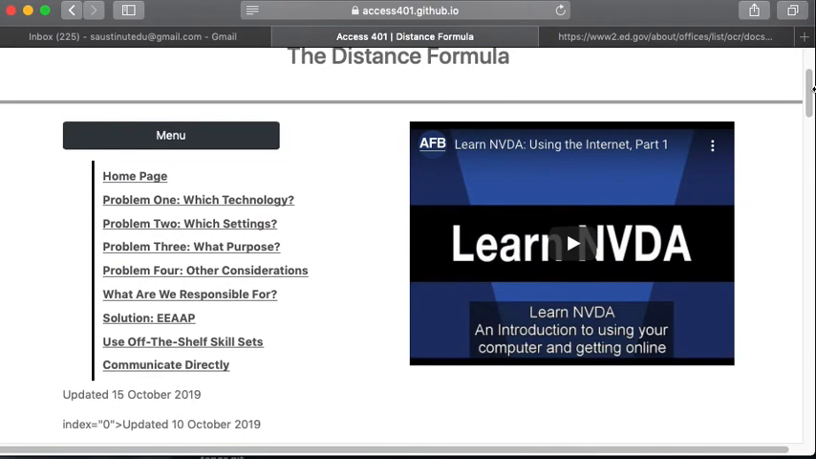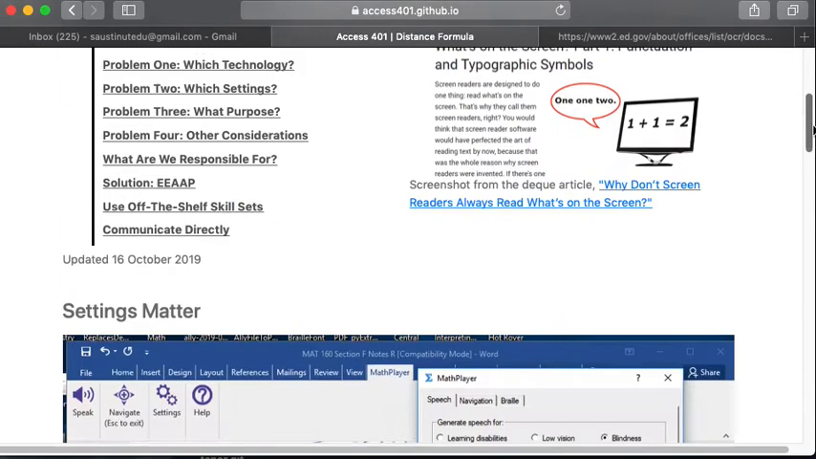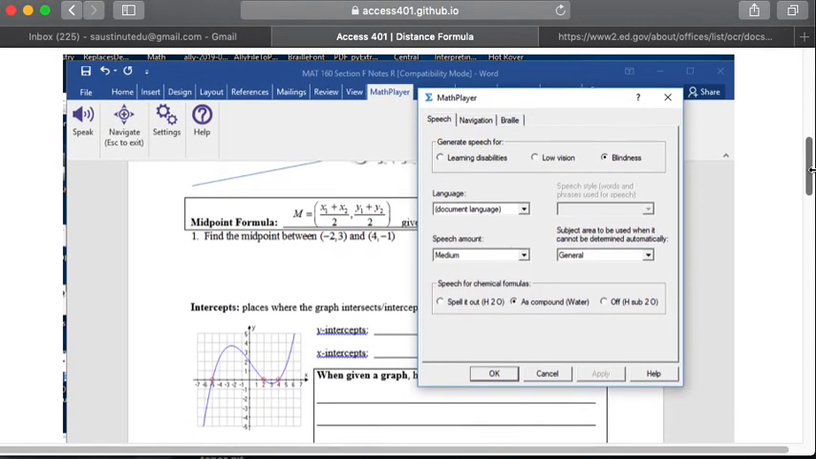I'm so sorry, I've got to blow through this. What about settings? We saw that the browser makes a difference, but how many people actually go into the settings of the technology they've installed to make it accessible and pay attention to those settings?